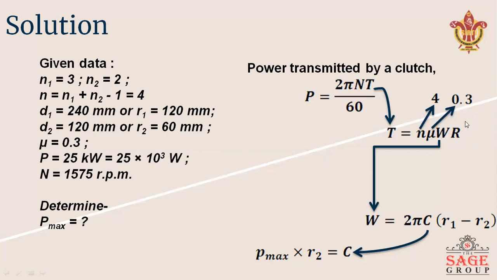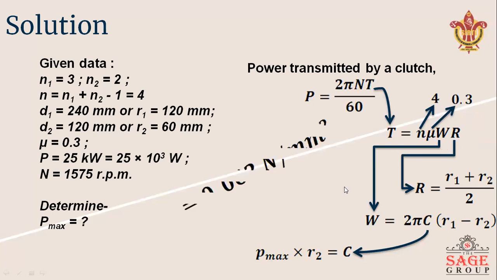Now we have to calculate the mean radius R. According to the uniform wear theory, mean radius R is equal to (R1 plus R2) divided by 2. R1 and R2 are both given, so we will have the value of R. The only unknown in this equation is P max. We have to substitute all the values in this equation for torque transmitted by the clutch. Then we will have the value of P max.